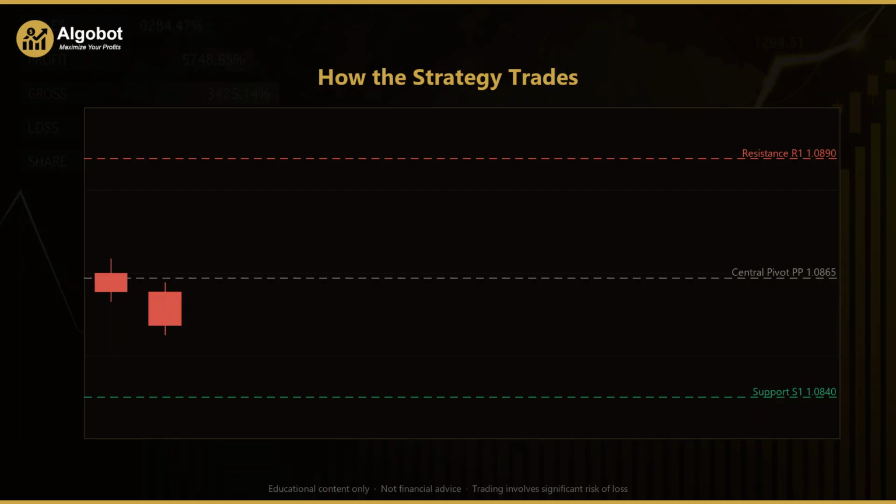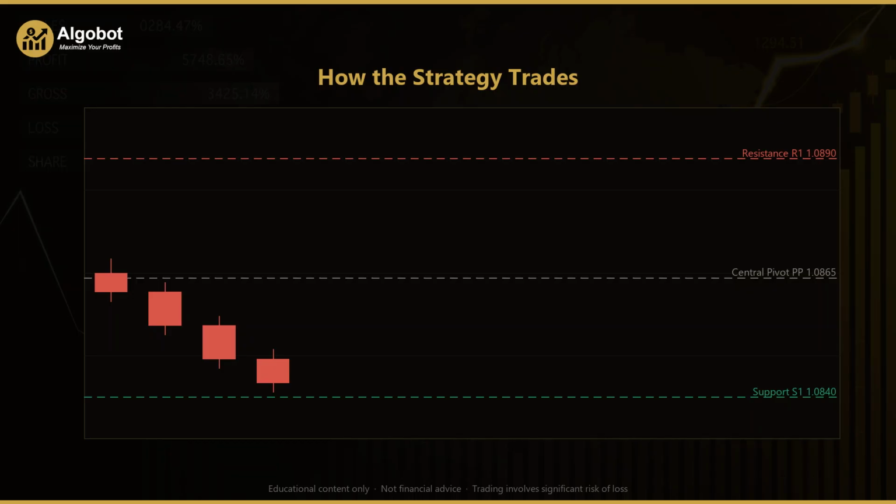On screen, you can see a candlestick sequence with 3 horizontal pivot lines drawn across it. The upper red line is resistance R1 at 1.0890. The middle line is the central pivot PP at 1.0865. The lower green line is support S1 at 1.0840. These 3 levels are the map the strategy trades around. And remember, they are recalculated on every closed bar.